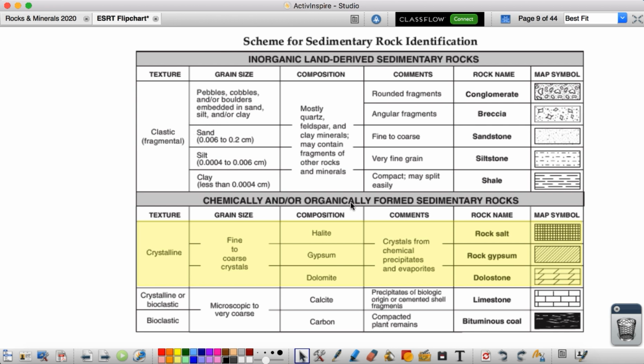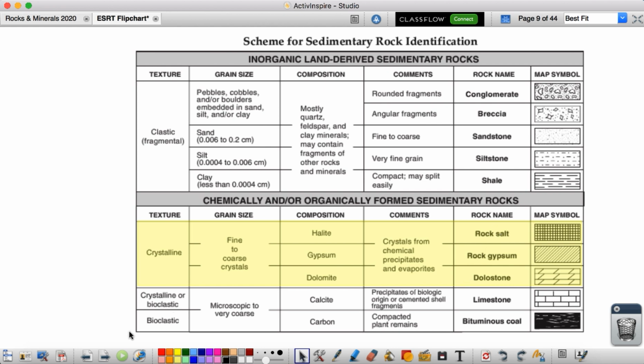Now, we're going to move on to two of the remaining kinds, which is the chemical or crystalline variety of sedimentary rock. And then finally, we're going to go on to the bioclastic or the organic variety. So let's start with the chemical crystalline. The chemical crystalline forms in a way that we did sort of discuss earlier.